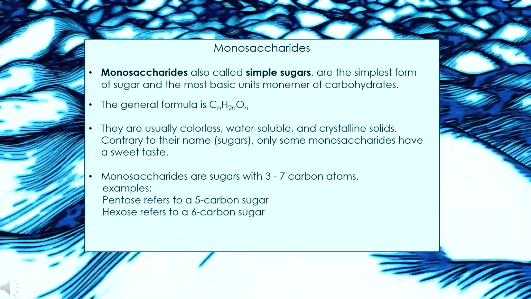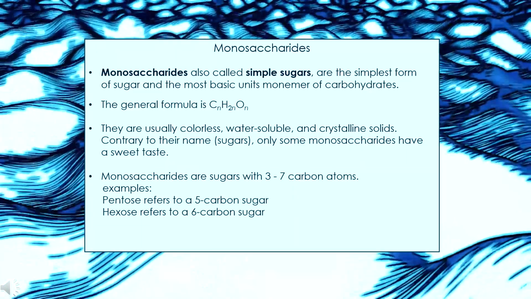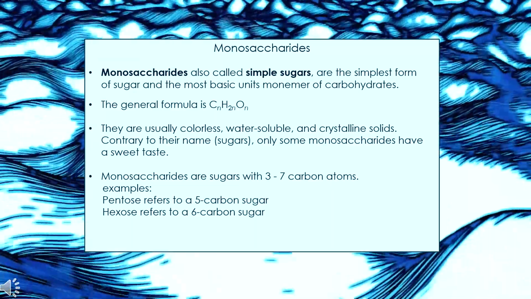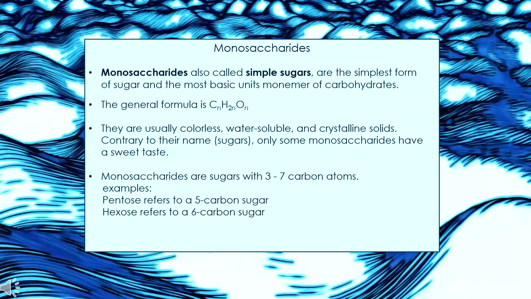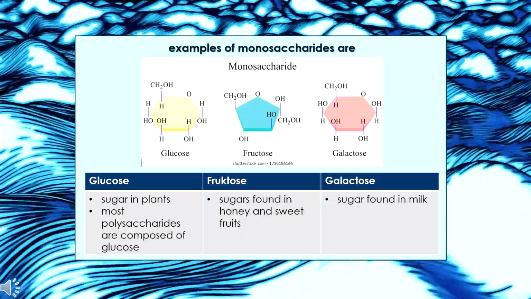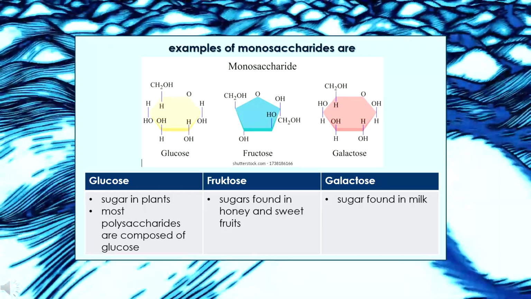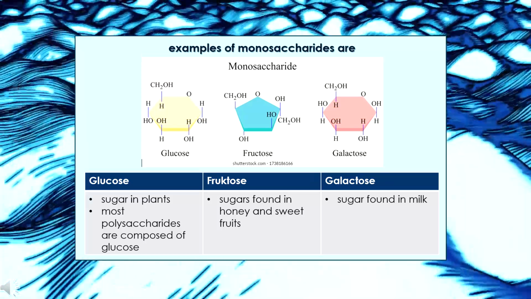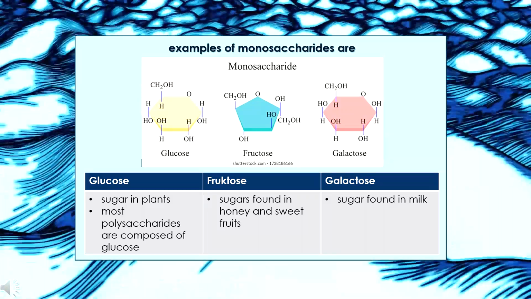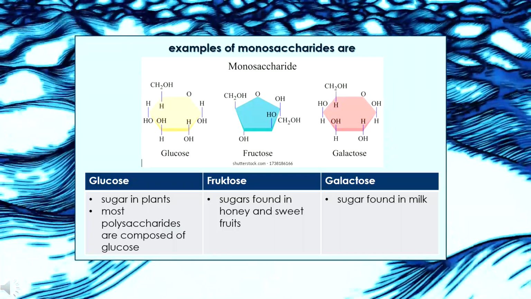However, contrary to their name as sugars, only some monosaccharides have a sweet taste. Monosaccharides are also sugars with 3 to 7 carbon atoms. For example, pentose, which refers to a 5 carbon sugar, and hexose, which refers to a 6 carbon sugar. As I said before, the examples of monosaccharides are glucose, which is a sugar mostly found in plants, and most polysaccharides are composed of glucose. The next one is fructose, which is a sugar usually found in honey and sweet fruits. And the last one is galactose, which is a sugar usually found in milk.